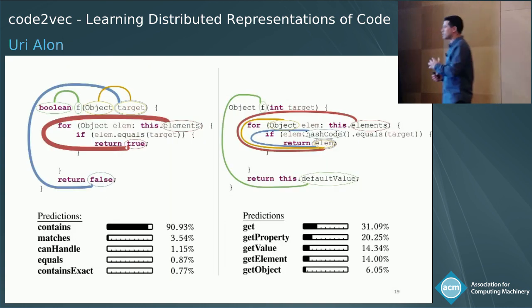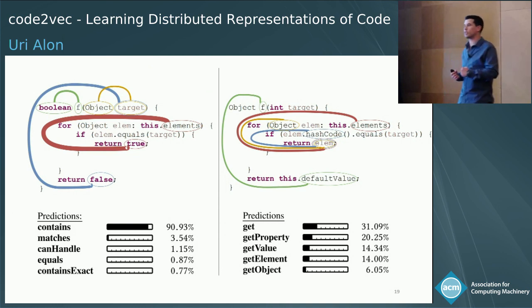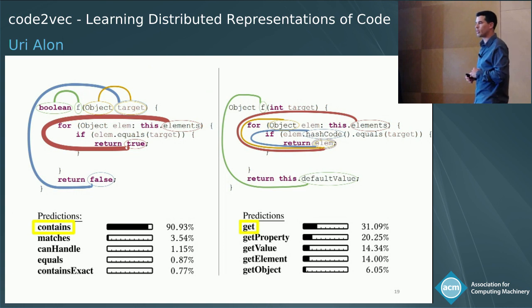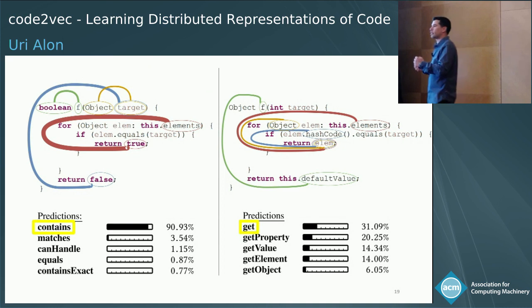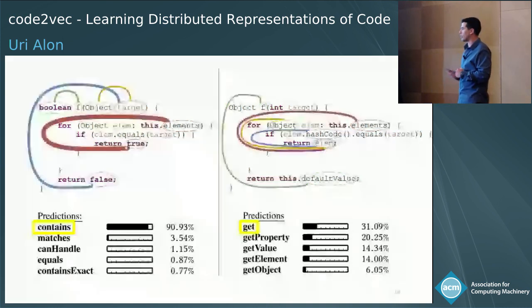So here are 2 examples for predictions that were made by the trained network. These are 2 Java methods that are very similar to each other syntactically and textually. But the trained network has managed to capture the subtle differences between them and predict that the left one should be named contains, which is in fact what it does, and the right one should be named get property or get value. The colorful paths that you see on the code are the top attended paths, the top paths that were given the highest attention during the prediction that the network has made.